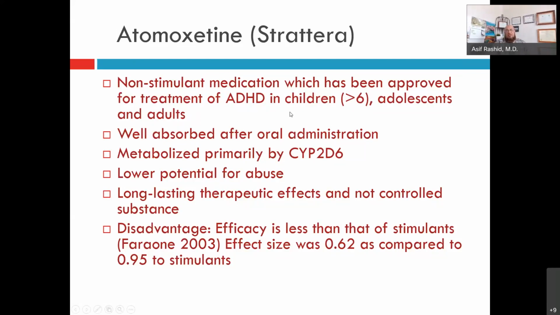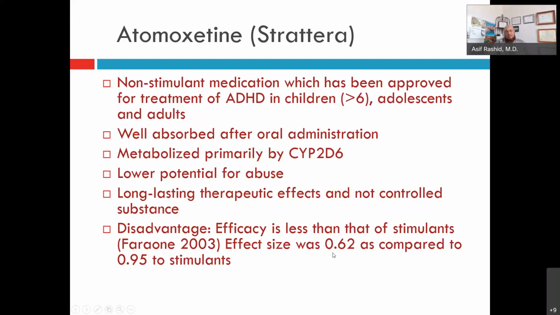The only problem with this one is it's very expensive. Even the generic is expensive, so insurance companies don't pay for it. They want you to try the stimulants first, most of the time. It's well absorbed, has long-lasting therapeutic effects.